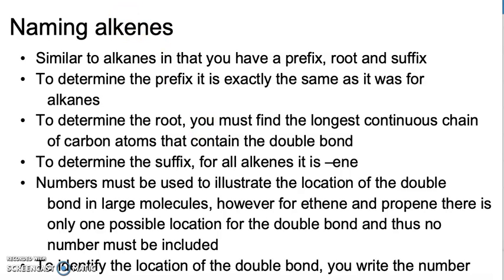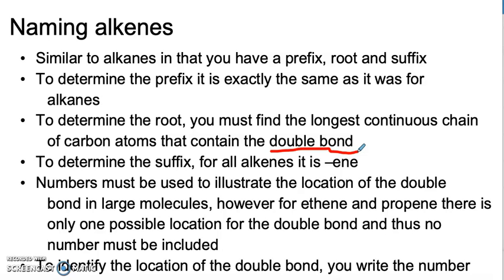The only difference when it comes to that root is that the double bond has to be in that longest chain. So there are some situations where you could actually make a longer chain, but you can't, because the double bond then would be in the side chain. And we don't want the double bond in the side chain. It has to be in the main chain, okay?